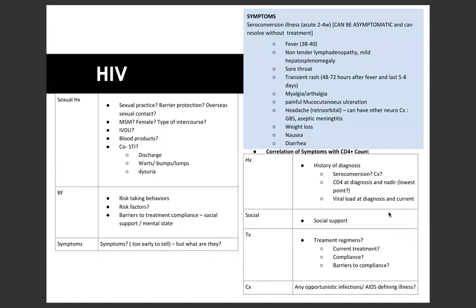In terms of a history, it's a lot of words. The first column is for if it's the first time they've been diagnosed, what type of questions you'd ask. And the second column is for if they've had a diagnosis, what are the things you want to check for. And this is the symptoms of the seroconversion illness.